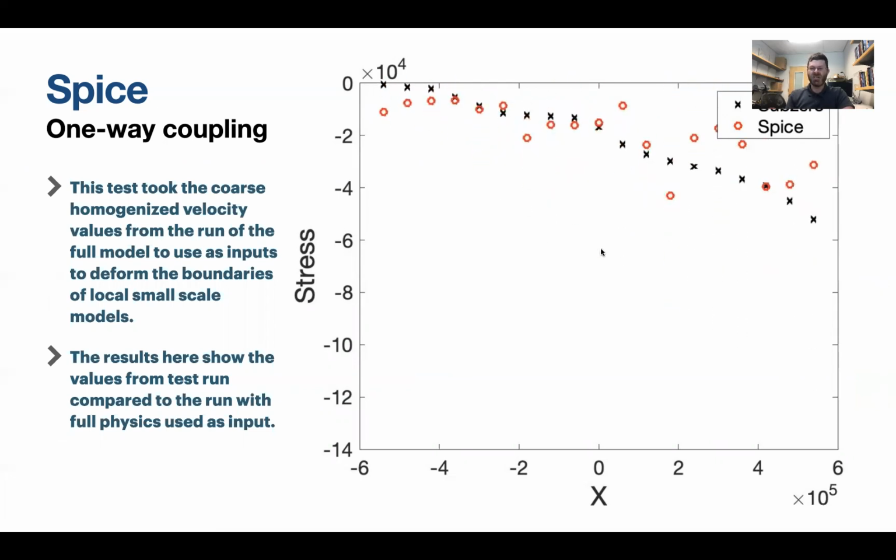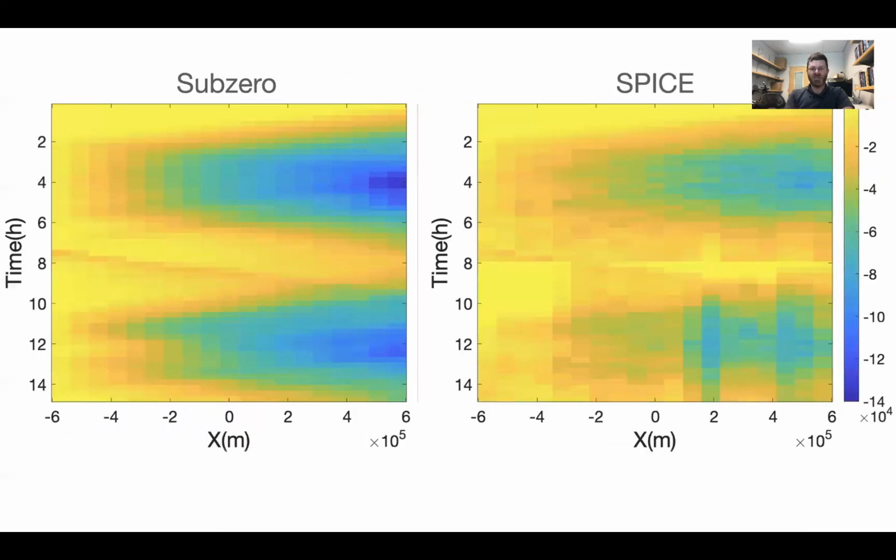We can see that in general, there is a qualitative agreement, and it is pretty good at the beginning. We can look at it as a Hovmöller plot, and we can see that at the beginning, we have very good agreement. Overall, we can see this wave propagating back and forth in both models, and we have a general qualitative agreement between the two models.